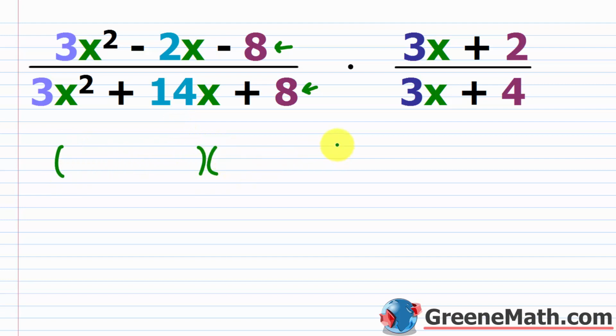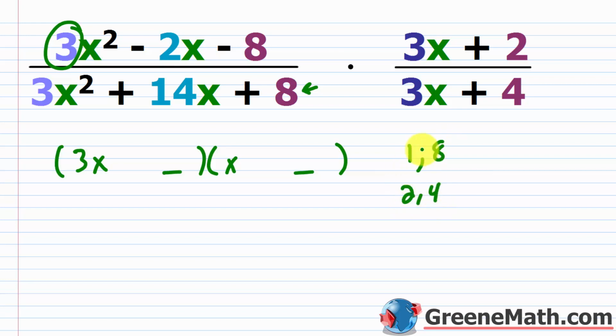So let's go ahead and set up some parentheses here. I'm going to do 3x and x because this is a prime number, so that can only come from 3x and x. So all I have to do is work out what's going to go here and here. Now, I have 8 there. Forget about the fact that it's negative 8 for a moment and just think about 8. So 8 is 1 times 8 and it's 2 times 4. So 1 and 8, there's no way to make that work.